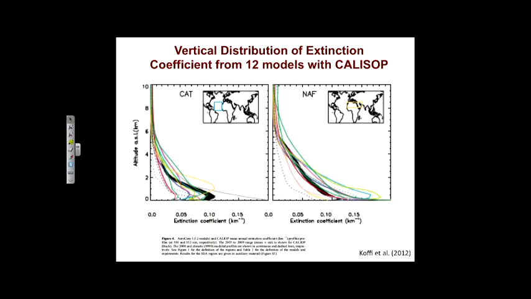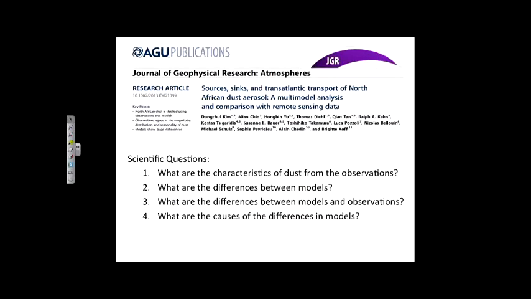And now we have CALIOP, so we can compare the vertical profile. This is two different regions. The black is the observation, CALIOP, and all the colored thin lines are models. You can see large diversity across the models. The observation generally captures high values near the surface and then decreases with elevation, but the models do not agree much.